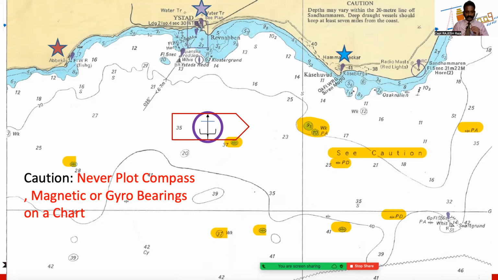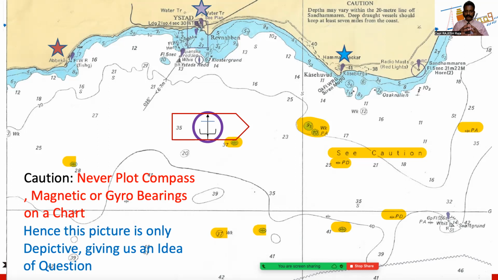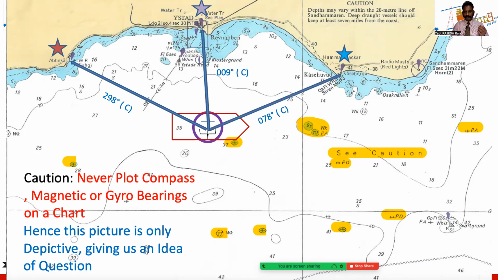So this picture, before I start solving, is only for depiction, just to show you how this question is posed and where you can find yourself. But I need to find the exact answer, so let us see how to do it. Now, he has given me three compass bearings. Basically from the vessel, somebody took the standard compass reading of Abacus, 298 compass. Weistad was 009 and this light was 078 compass. All of them are compass.